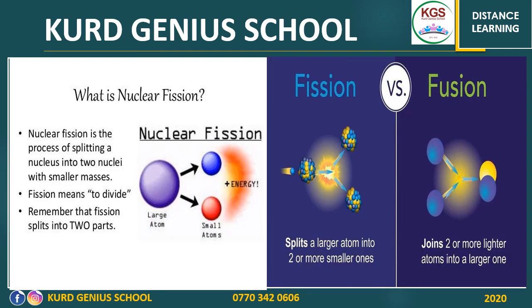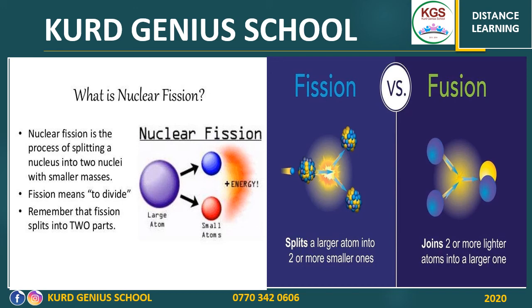So, as I mentioned, nuclear fission is different from nuclear fusion. Nuclear fission is the process of splitting a nucleus into two nuclei with smaller masses. Fission means to divide. Remember that fission splits into two parts.